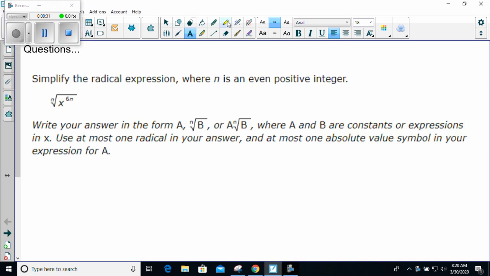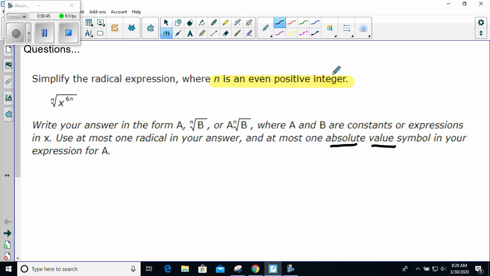I think it's important when you're doing these problems to really pay attention to what they're telling you that n is. Because in these problems, n dictates whether or not you're going to have to use the absolute value symbol. So whenever you have n to be even, I can't stress this to you enough. Number one, the only time you're going to be using absolute value is if n is even. So if your index is even, you are going to have to use that absolute value symbol only if the exponent expression inside the radical has an odd degree.